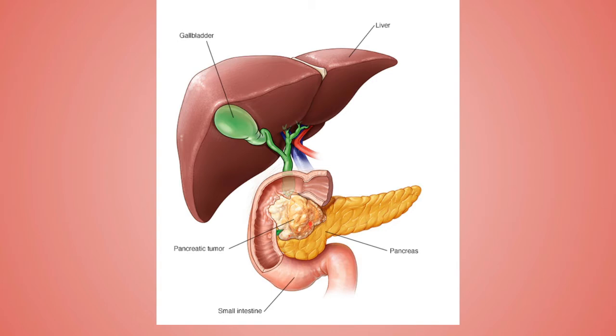Also, carcinoma of the head of the pancreas may cause obstruction to the portal vein, and this can cause ascites, or it may also cause obstruction to the stomach and can cause a pyloric obstruction.